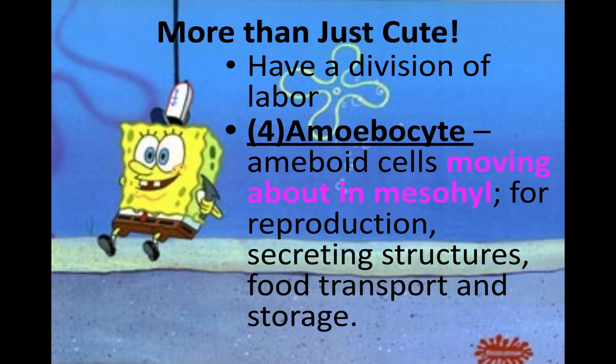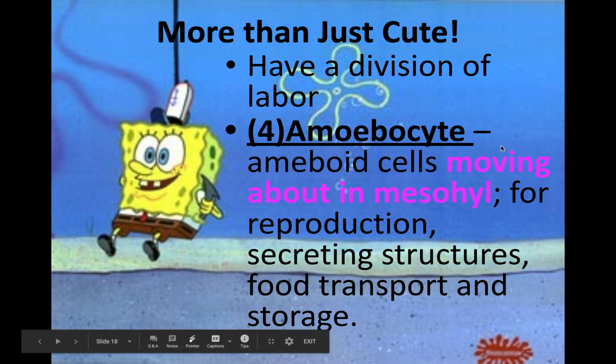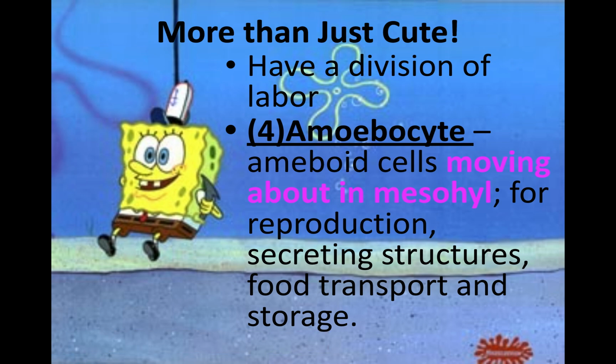Here we go. A fourth division of labor are called amoebocytes. Again, these are definitely cells because it ends in cyte. These are amoeboid cells that move in the mesohyl. And here's what they are used for. They do a lot. They have a lot of divisions of labor, these particular cells.